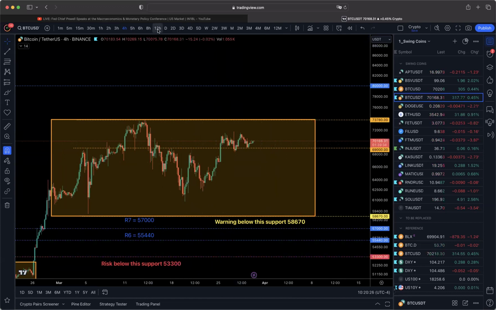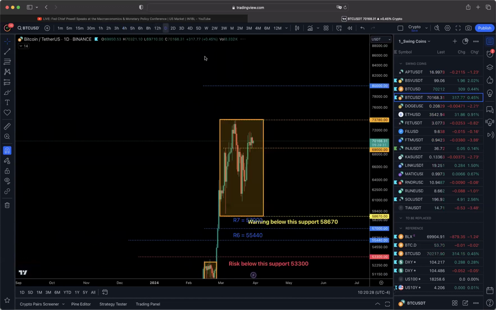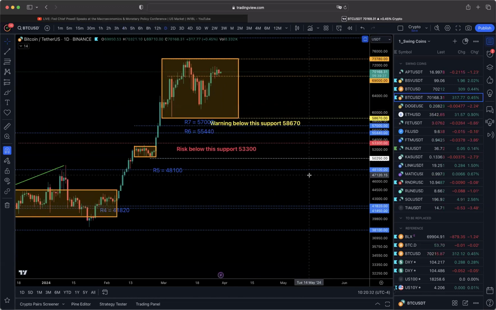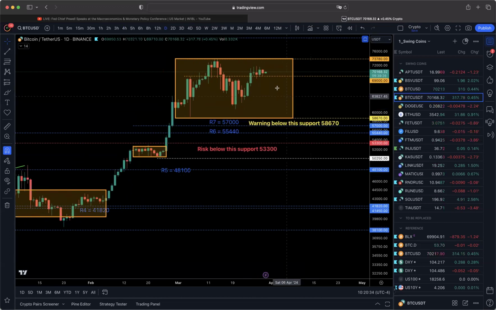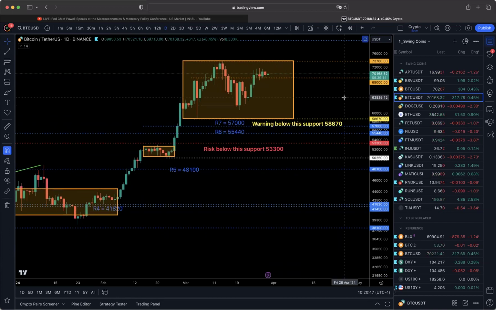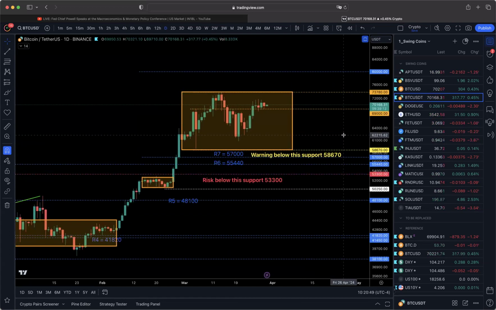Let's go to 1 day now and see how it looks. On 1 day again, this looks good. The structure looks good. Absolutely no weakness. Absolutely no weakness. And that is good enough. Sometimes we complicate a lot.